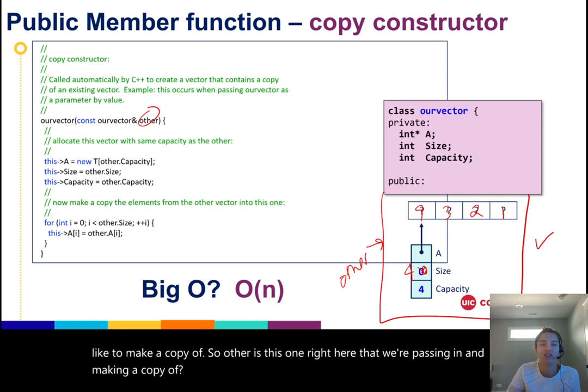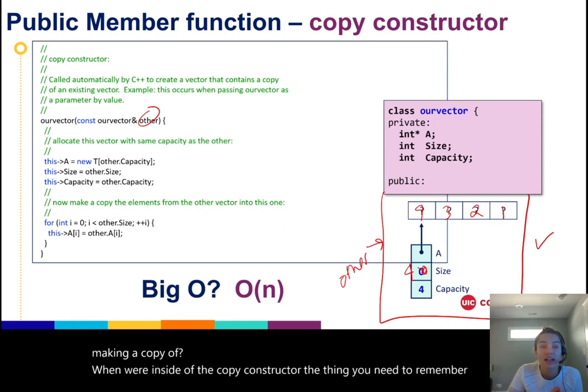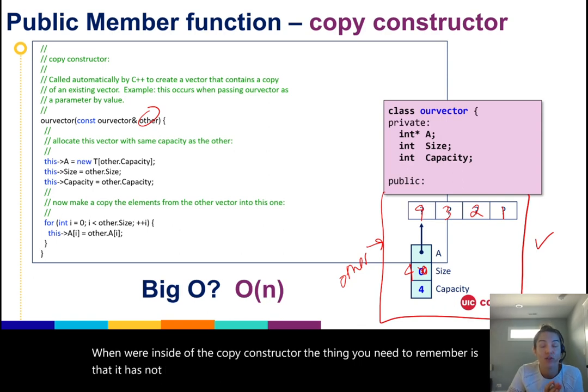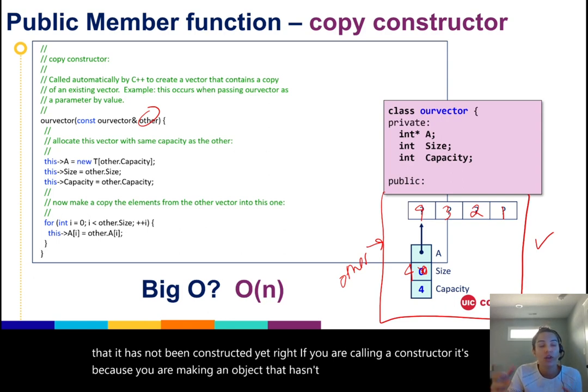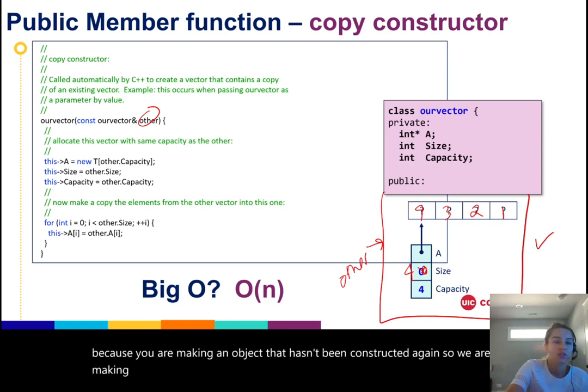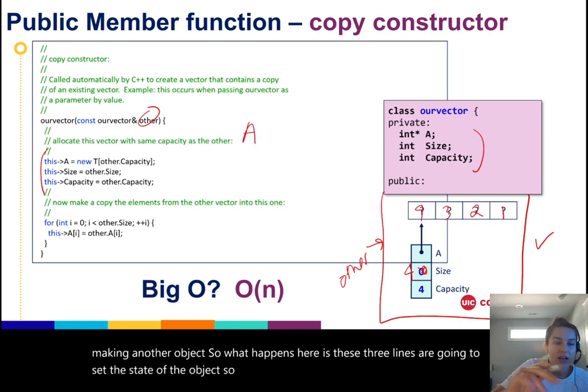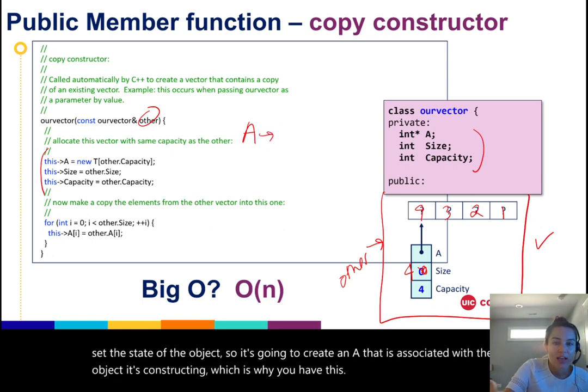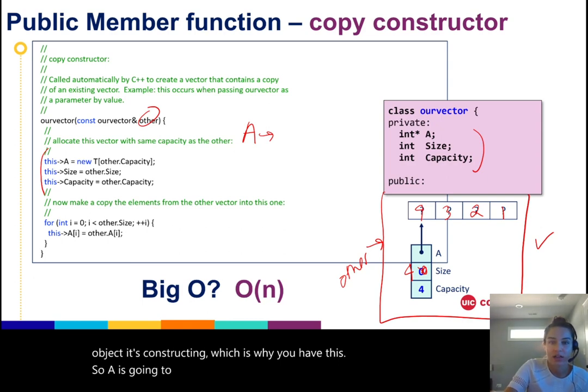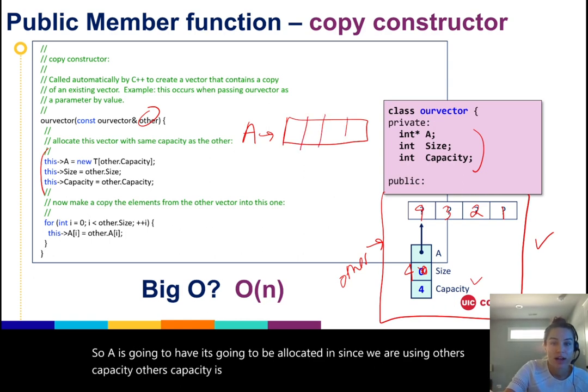When we're inside of the copy constructor, the thing you need to remember is that it has not been constructed yet, right? If you are calling a constructor, it's because you are making an object that hasn't been constructed. So what happens here is these 3 lines are going to set the state of the object. It's going to create an A that is associated with the object it's constructing, which is why you have a this. Since we are using other's capacity, which is 4, we're going to allocate 4 spots in memory for A.